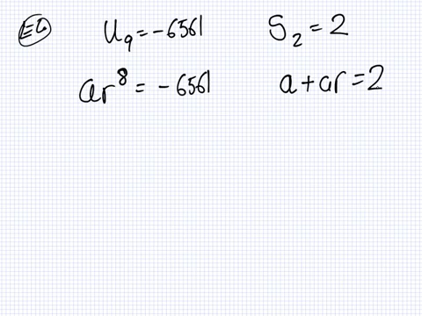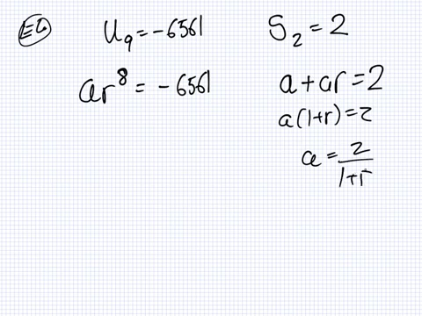Now, this one is more difficult to solve. Last time we could use division or substitution to get the answer. But in this problem, there's only one approach we can take. What is the only method for solving these two equations? Substitution. Now, which way around do you want to substitute? So we have two choices. You can get the A here: A equals 2 over 1 plus r. And you can get the A here: minus 6561 over r^8.